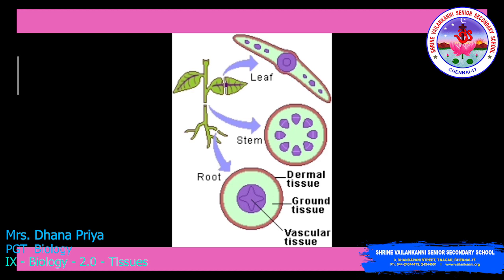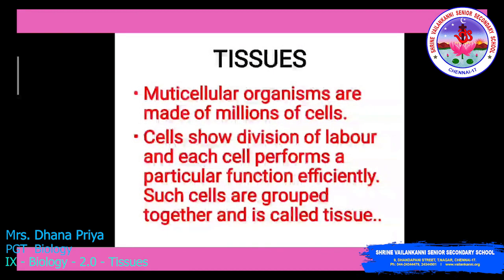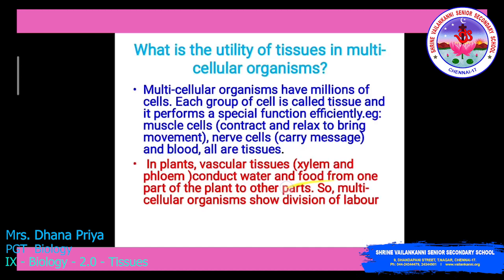So why do we need tissue? To give protection, mechanical support and structure to plants and animals. So we're going to discuss in brief. Multicellular organisms are made up of millions of cells. Cells show division of labor and each cell performs a particular function efficiently. Such cells are grouped together and it is called tissue. A group of cells that are similar in structure and origin and perform similar function is termed as tissue.